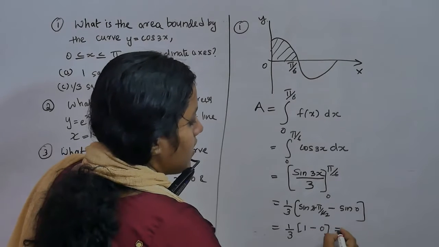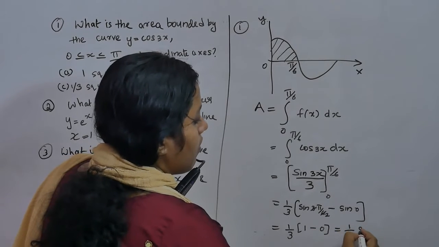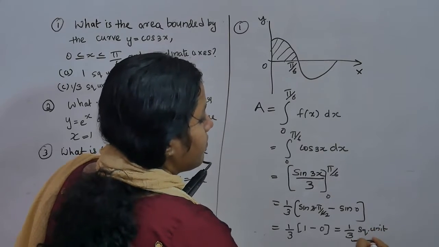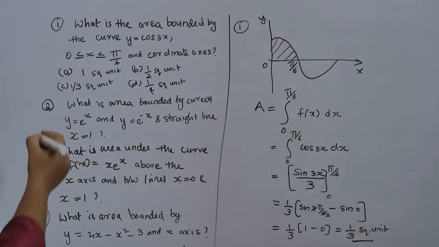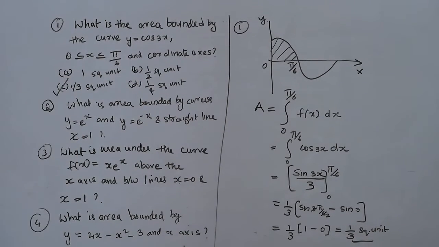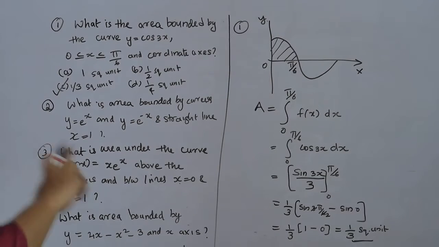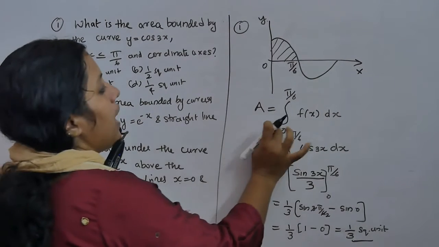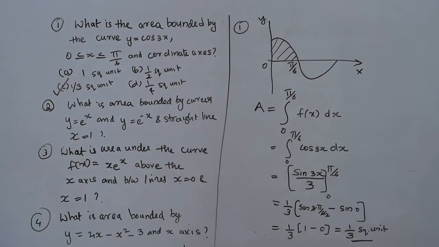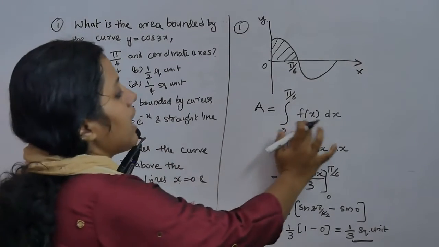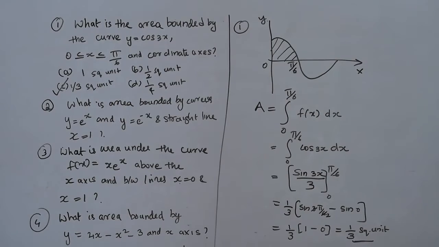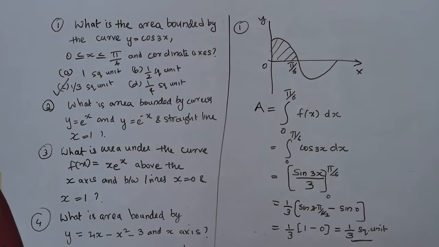So our answer is 1 by 3 square unit. This is the area under this curve. So understand, you just need to identify the limit. This is directly given in this question. Just write the function, then integrate and apply the limits. Okay, we'll solve the second question.